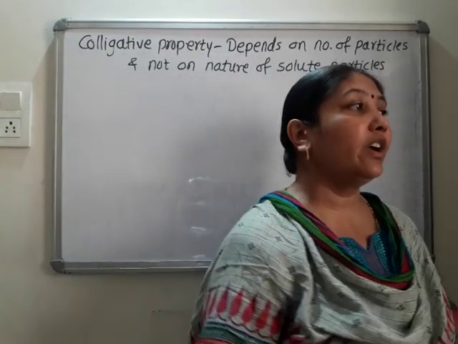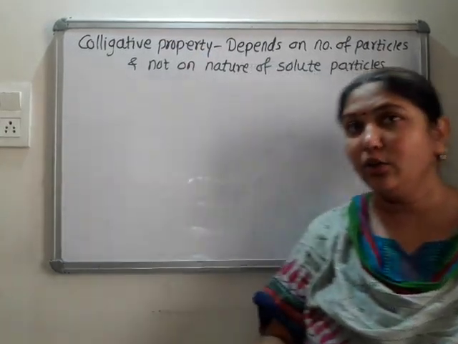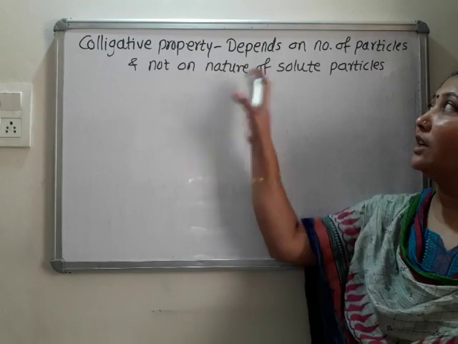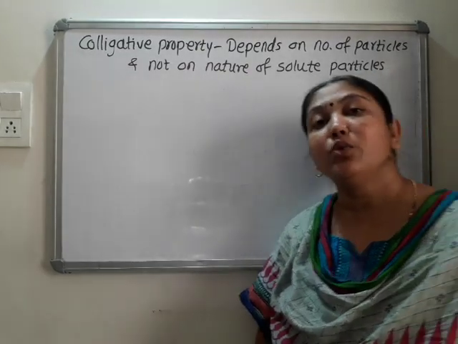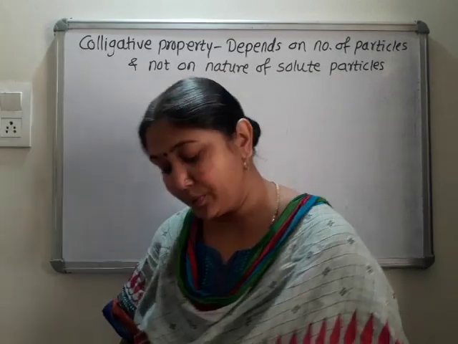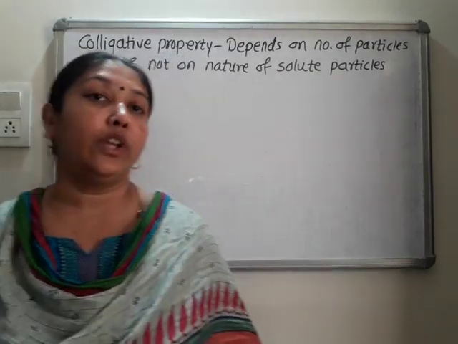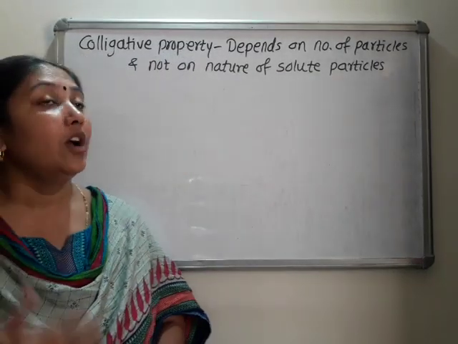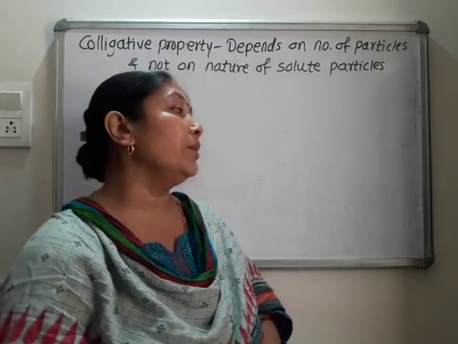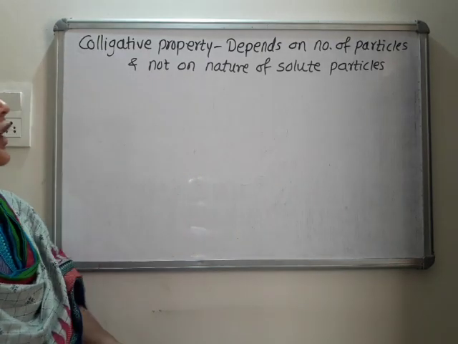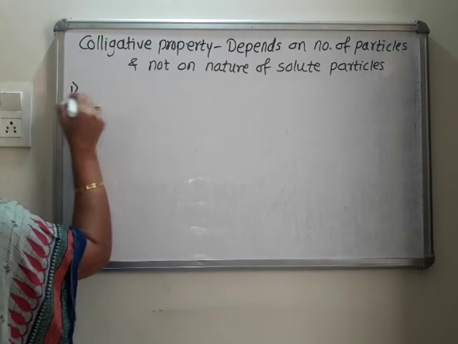Okay, 4 different examples are given. I'll tell you the meaning of each property, then it will be quite easier to understand. Generally, colligative property is used to find the molar mass of a substance. So with the help of these 4 colligative properties, we are going to find the molar mass of the solute present in the solution. Okay, so four colligative properties are there. What are these four colligative properties?